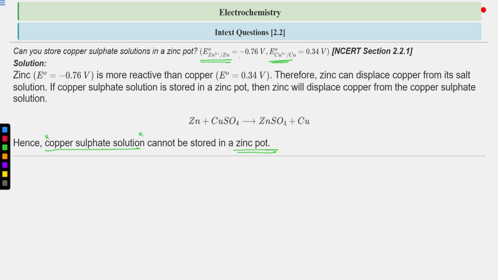The zinc value is negative. That means if you relate it to the electrochemical series, the negative E naught value is at the bottom side. And the E naught value is positive for the copper, which is at the top side. So by this, you can conclude that zinc is more reactive than the copper. That means zinc has the tendency to displace the copper in its own solution. Okay, that's why we cannot store copper sulfate solution in a zinc pot, because the following reaction will take place.